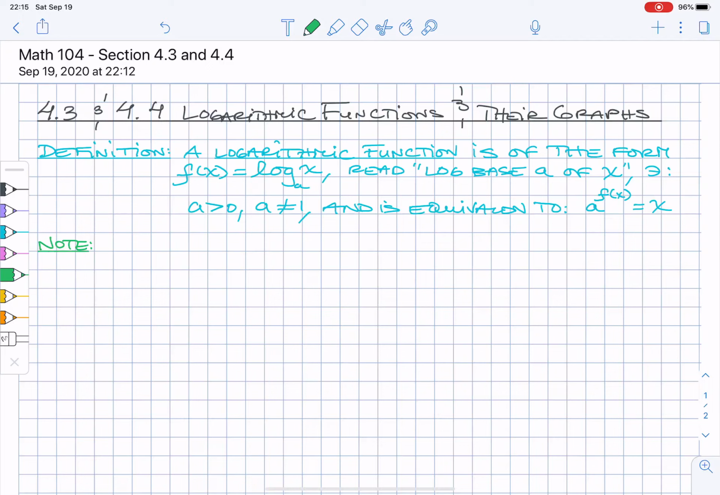Remember, f of x is a fancy way of saying y. So y is equal to log base a of x is equivalent, meaning the arrow goes both ways, to saying a raised to the y is equal to x.